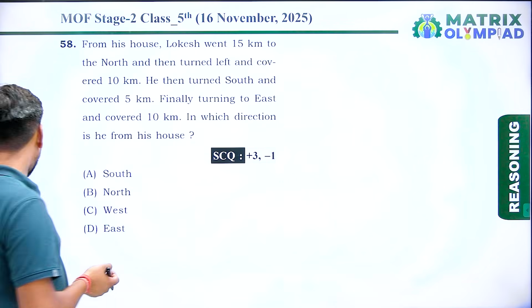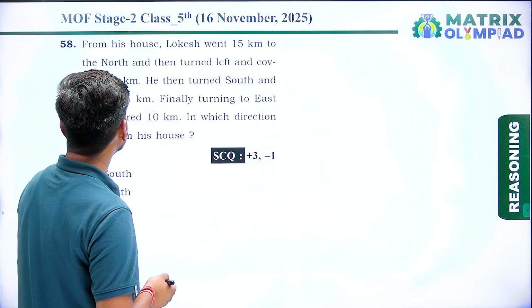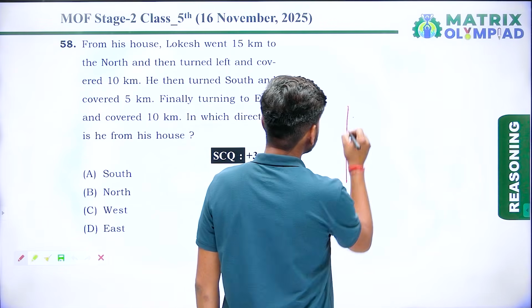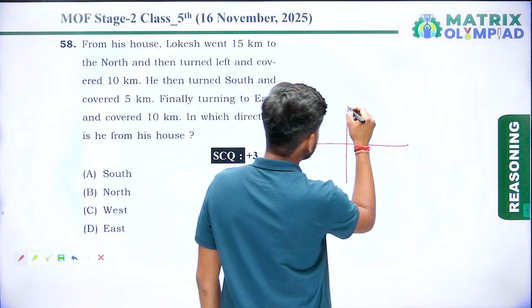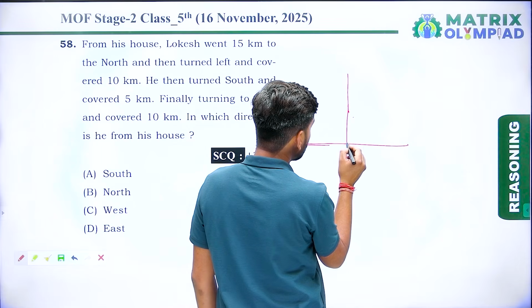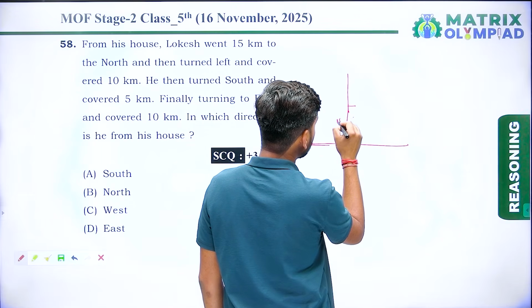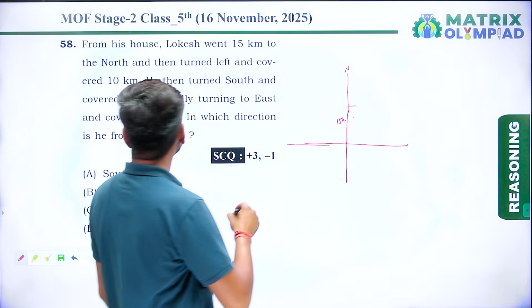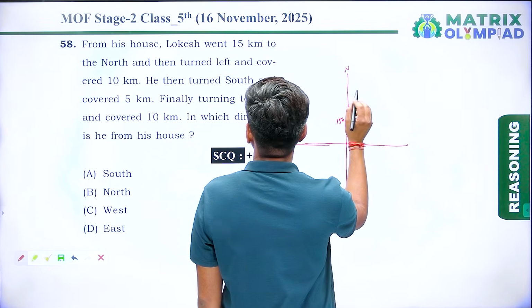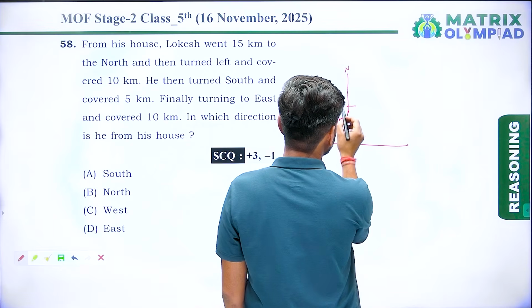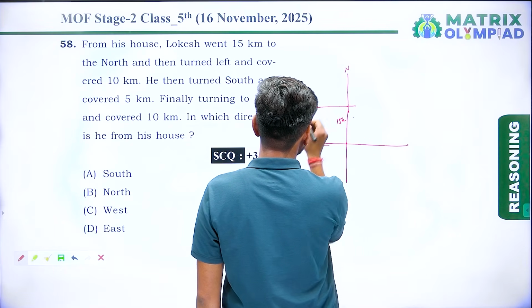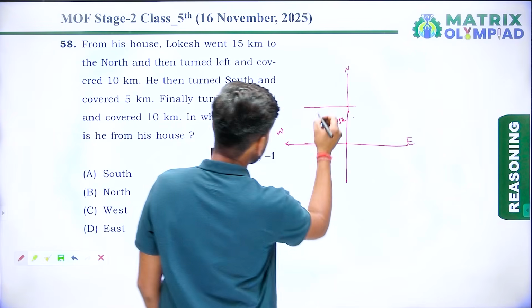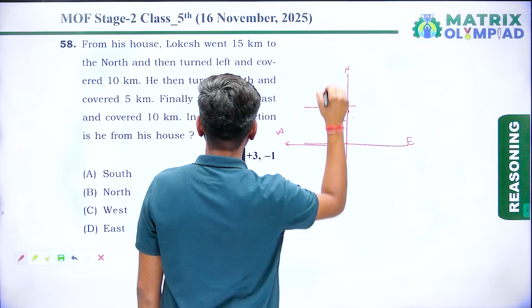Now let's move to the next question. In the next question we have a direction problem. It is stating that from his house, Lokesh went 15 km to the north. So let's trace the journey of Lokesh. He moves 15 km toward the north and then takes a left and covers 10 km. Then he takes a left. So if he takes a left, he will go in the west direction. Now he covers 10 kilometers.